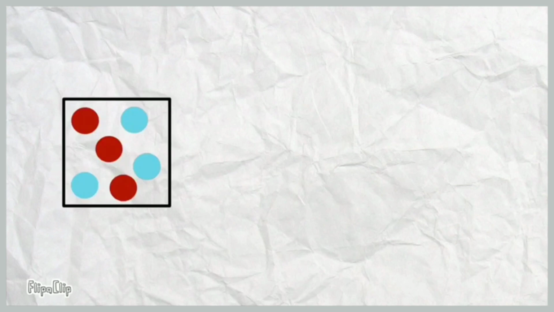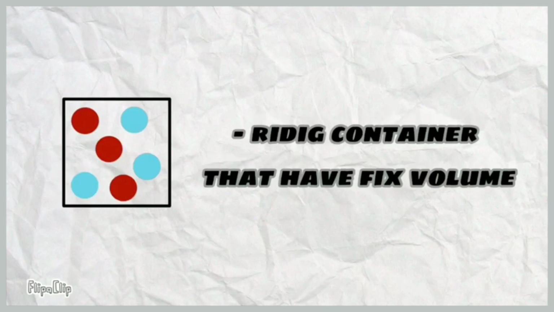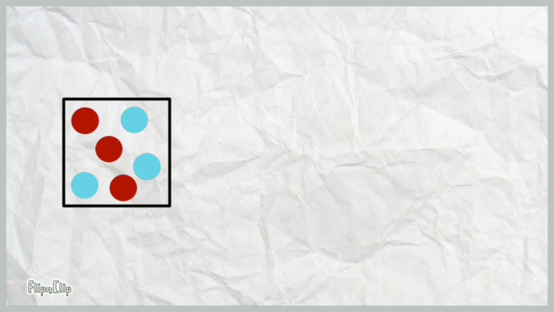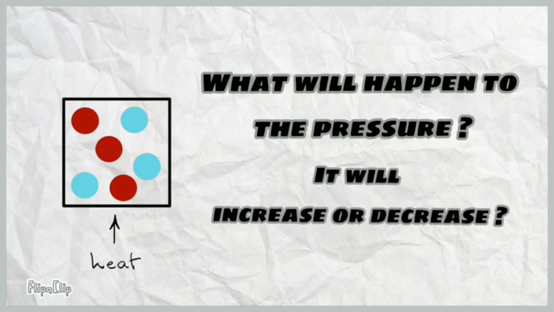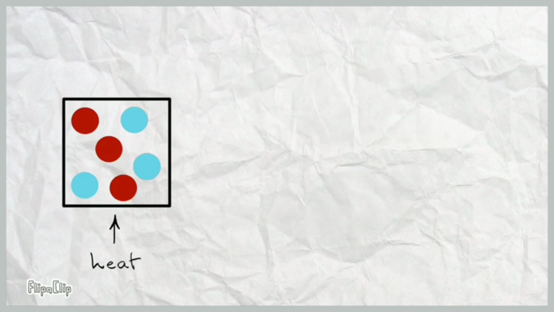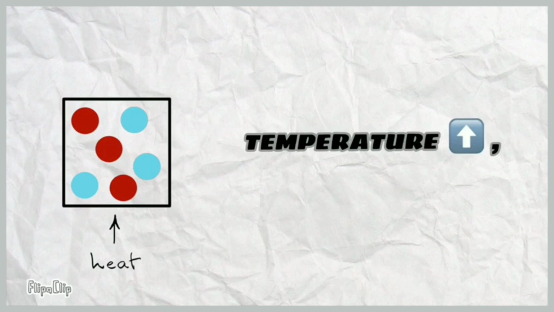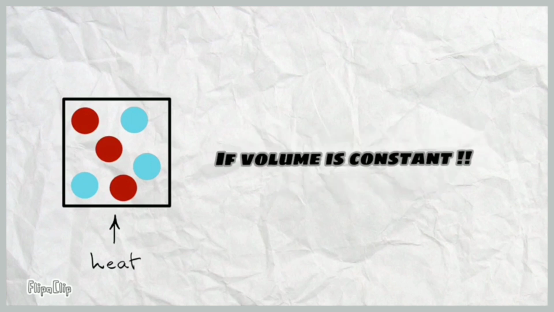Let's say you have a container with some gas. This is a rigid container that has fixed volume. After that, you add heat to the container. What will happen to the pressure inside? It will increase or decrease. According to Gay-Lussac's Law, anytime the temperature increases, the pressure will increase too if the volume is constant.